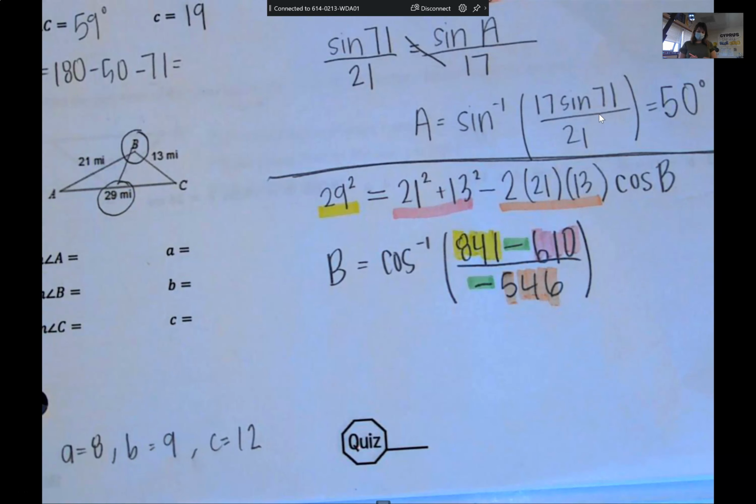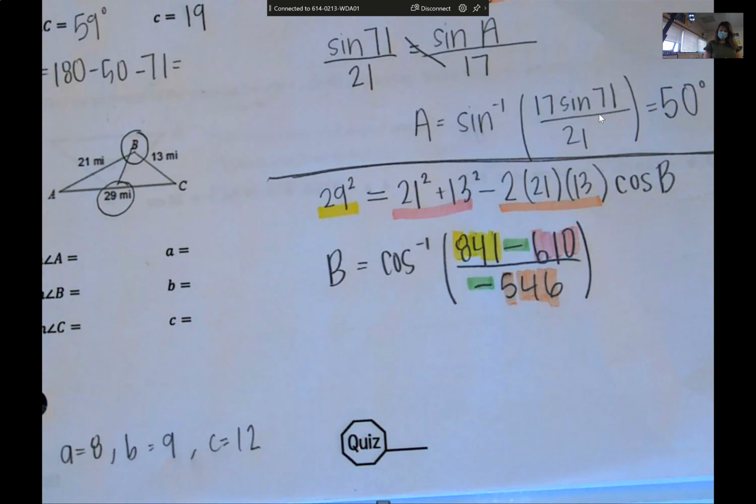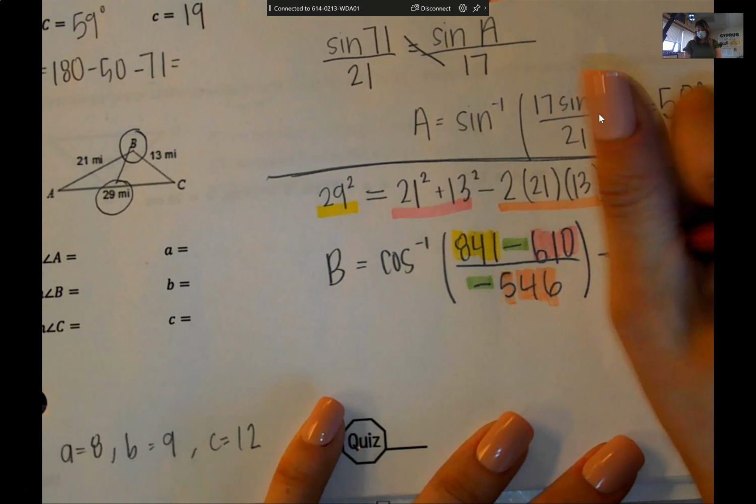Was it 546? Yeah. Great. Okay, you guys plug that into Desmos. $115. So we're gonna second that. I also got 115.